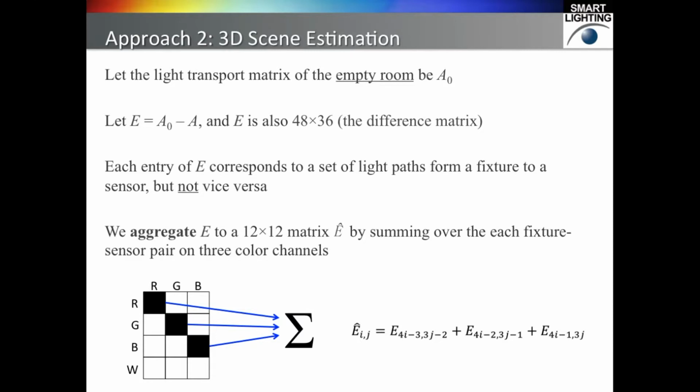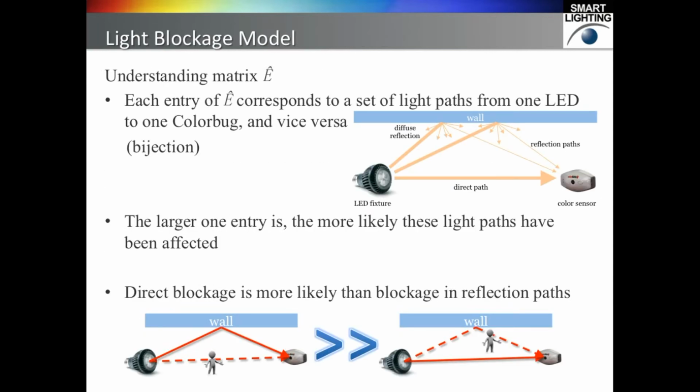The second approach is 3D scene estimation. In this approach, we want to model the blockage of light. We first look at the matrix E. Each entry of E corresponds to a set of light paths from one fixture to one sensor, but not vice versa. This is because both the sensors and the fixtures have multiple channels. Thus, we aggregate the matrix E on different channels to get a matrix E hat. Now the mapping between the entries of E hat and the fixture sensor pairs is a bijection.